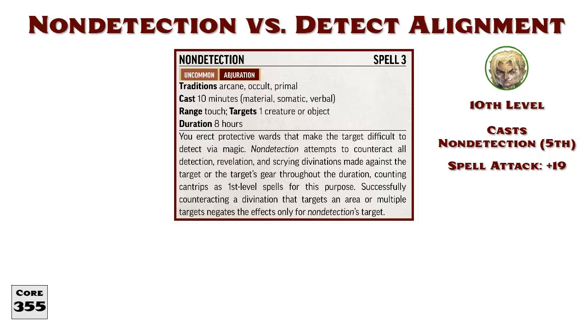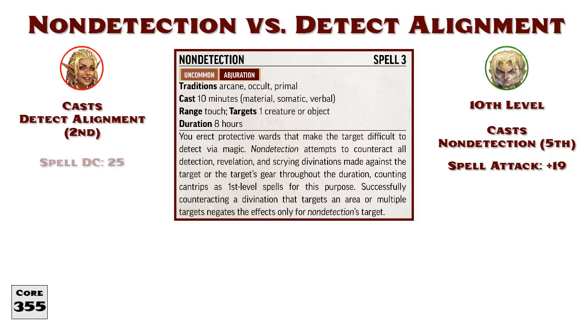When he enters the cult's temple, a suspicious priestess casts Detect Alignment heightened to 2nd level to locate anyone who might be good aligned. She has a spell DC of 25. When she casts the spell, Lim's Nondetection spell attempts to counteract her Detect Alignment spell. As before, let's make sure we have the 4 key bits of information.